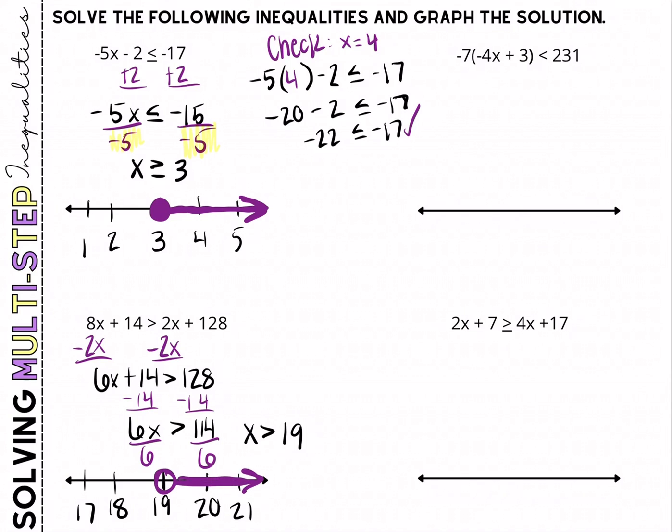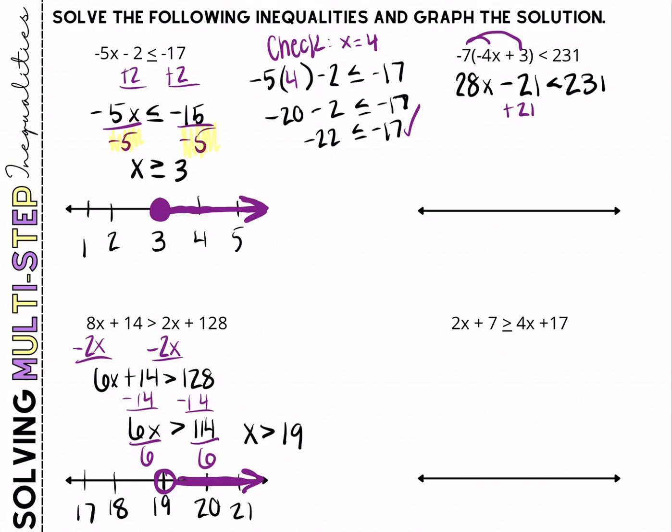Okay, so then the next one, I have -7 times -4x plus 3 is less than or equal to 231. So the first step is to distribute this -7. Now, I am multiplying by a negative, but I'm not doing it on both sides. So I'm not going to flip the sign. It's only when you multiply on both sides. Okay, so that's going to be positive 28x minus 21 is less than or equal to 231.